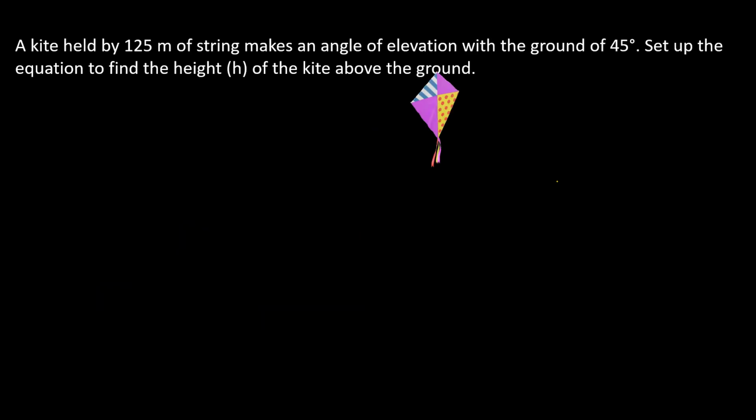A kite held by 125 meters of string makes an angle of elevation with the ground of 45 degrees. Set up the equation to find the height h of the kite above the ground. So let us draw the string, which is 125 meters long, which is attached to the kite, and the string makes an angle of 45 degrees with the horizontal, with the ground. So we are going to find the height or h of the kite above the ground.